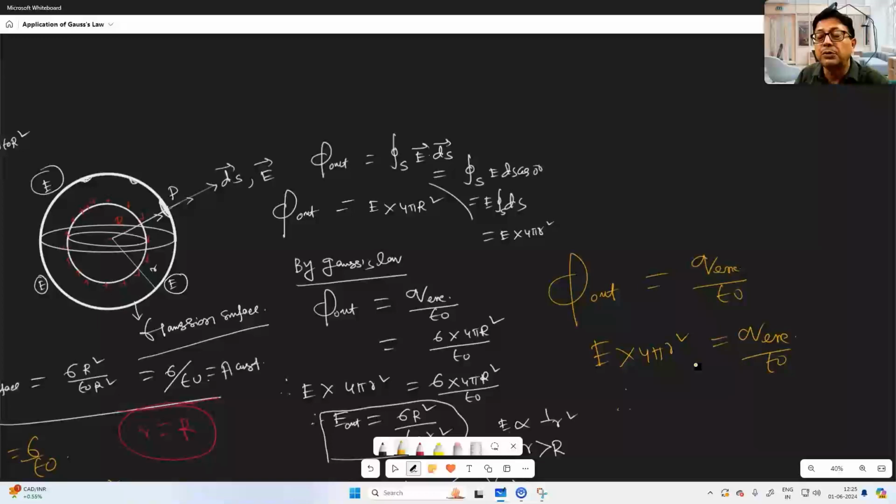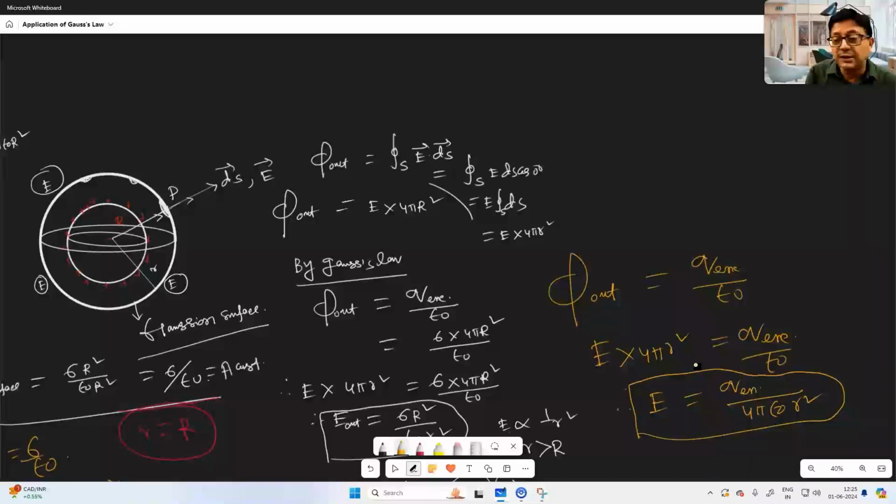Therefore, E equals Q enclosed by 4 pi epsilon naught R square. Clear? So what does it mean? It means that the whole charge, this R is what? Distance of the point P from the center. And this expression is like what? Electric field due to point charge Q enclosed. Where is it situated? Not on the surface. We can imagine that it is situated at the center.